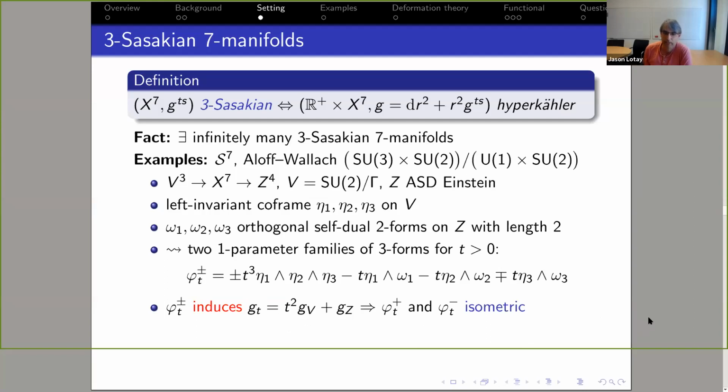So metrics like this have been studied for a long time. I mean, it's in Besse's book on Einstein manifolds. It's called the canonical variation. And you can ask about Einstein metrics. When is this metric Einstein? And there are two possibilities. So there's two values of t for which this is true. The first is t equals 1. So if you take t equals 1 and you take the minus sign, you get a nearly parallel G2 structure, which induces the 3-Sasakian metric that we started with.